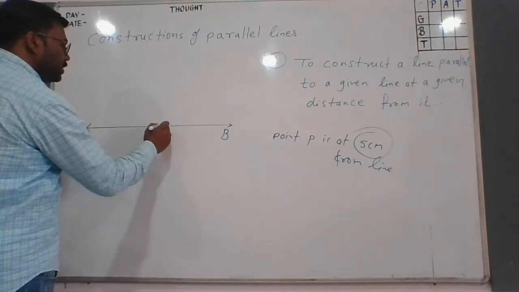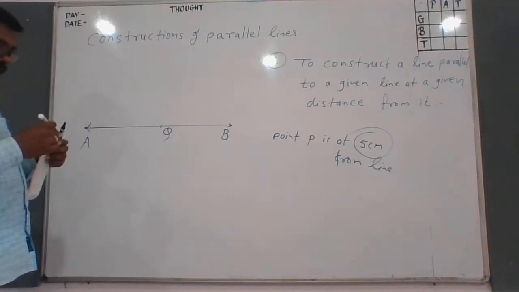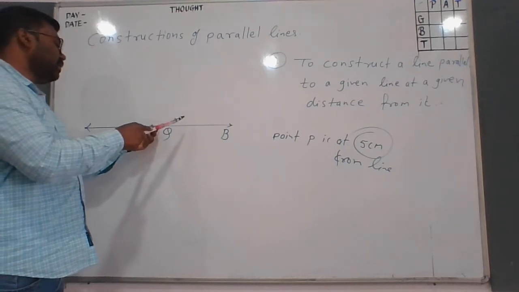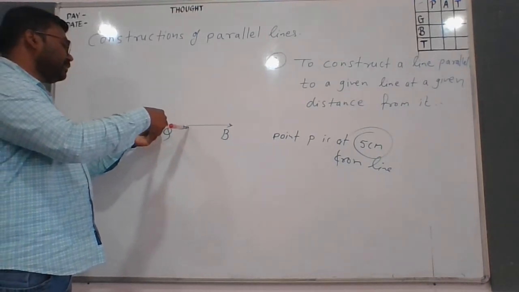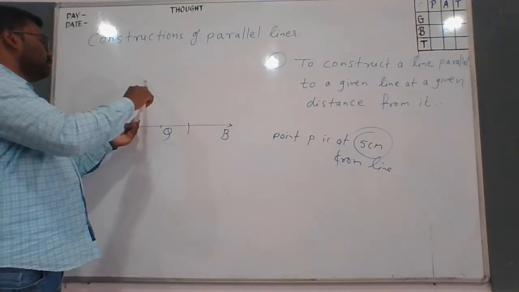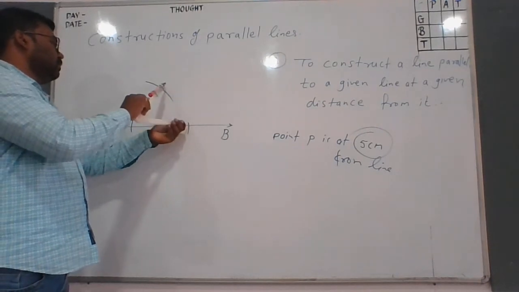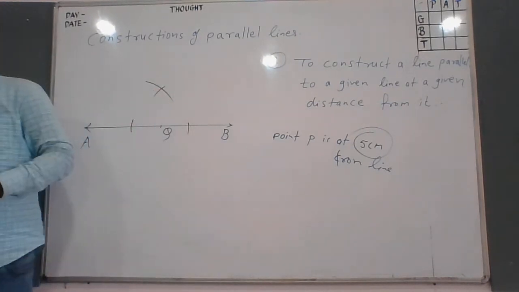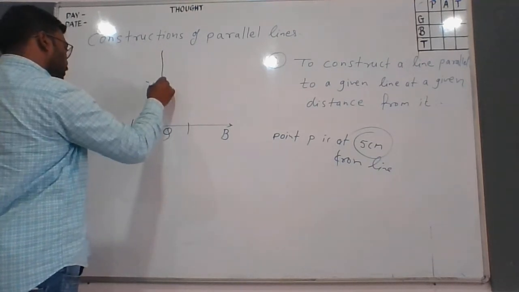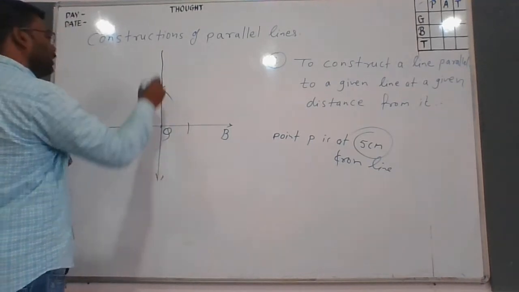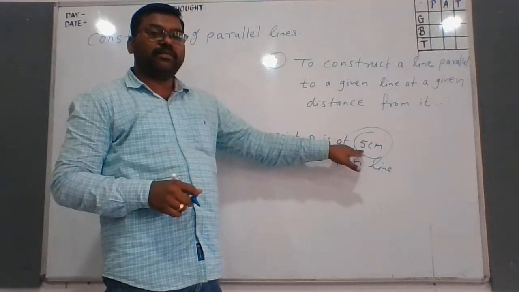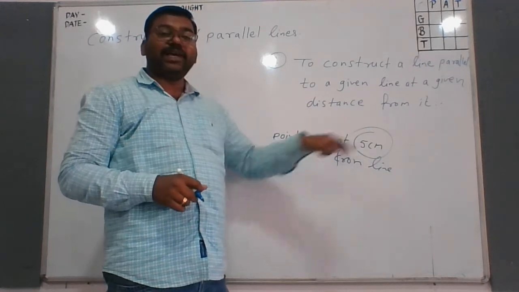Take any point here. Suppose we take a point Q. We can take this point Q anywhere, no problem in that. Draw the 90-degree angle. As we have learned earlier, draw the 90-degree angle. Take more than half of this. Instead of 90 degree, we can also draw the perpendicular passing through the point Q. This is the perpendicular which is passing through the point Q. Now, how much distance had they given us? 5 centimeter. Point P is at 5 centimeter.